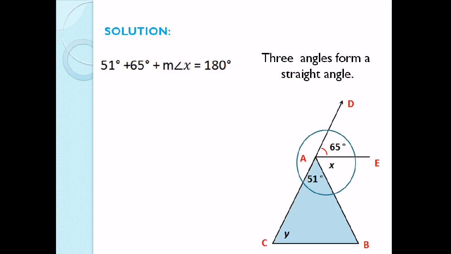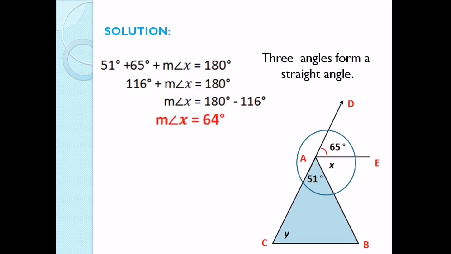Then after that, i-add lang natin yung 51 at 65, that is 116 degrees, plus measurement angle X equals to 180 degrees. Next, get the additive inverse of 116 degrees. Ililipat natin sa right side. It will become negative 116 degrees. Then, we need to subtract 180 degrees minus 116 degrees. Measurement of angle X is 64 degrees. So, that's how we solve for the measurement of angle X, 64 degrees.